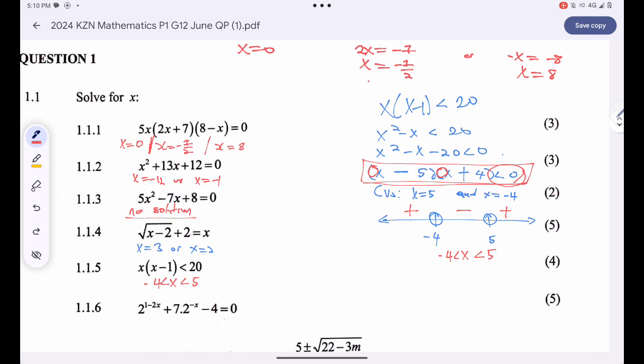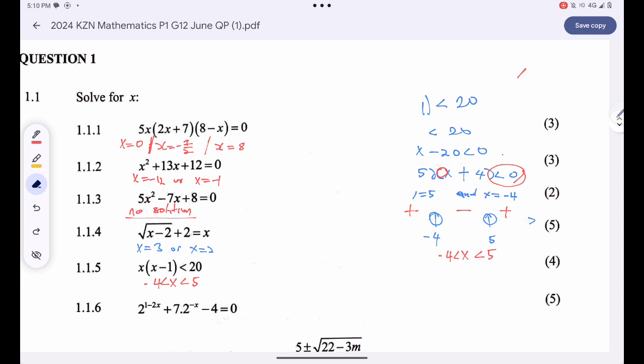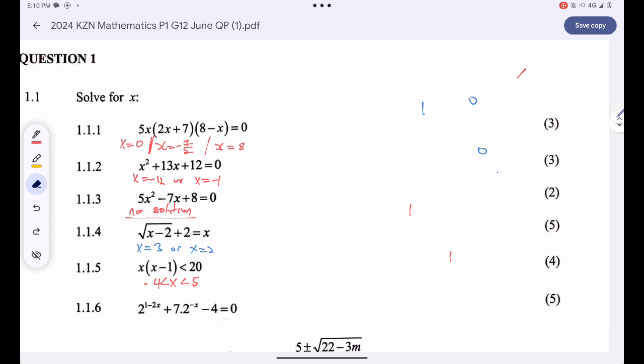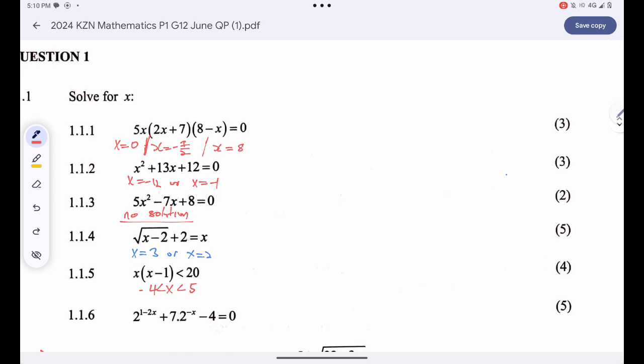Okay, then question number 2, I'm supposed to solve an exponential equation. An exponential equation, okay? Let's create room for us to write over there. Okay, we have 2 multiplied by 2 to the power 1 minus 2x rather, plus 7 times 2 to the power negative x minus 4 is equal to 0.